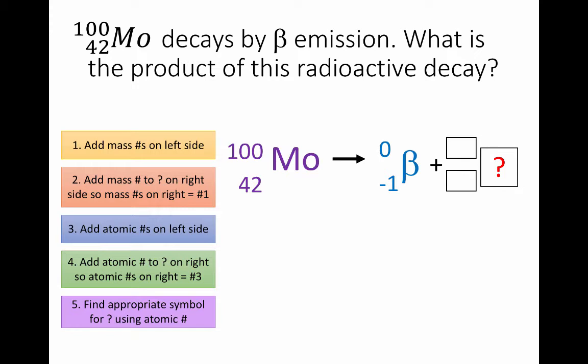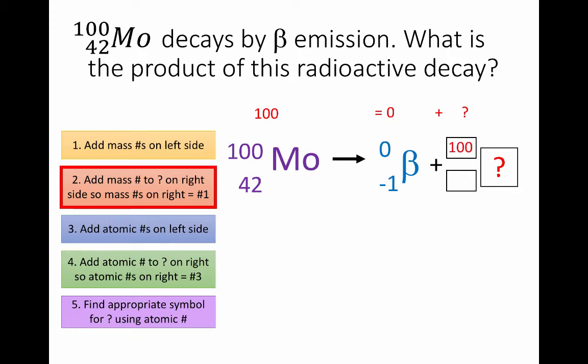So let's look at the mass numbers first. On the left side, our mass number is 100. We only have one thing on the left side. On the right side, we need to find something such that 0 plus that thing equals 100. Well, that's really easy. That's 100.